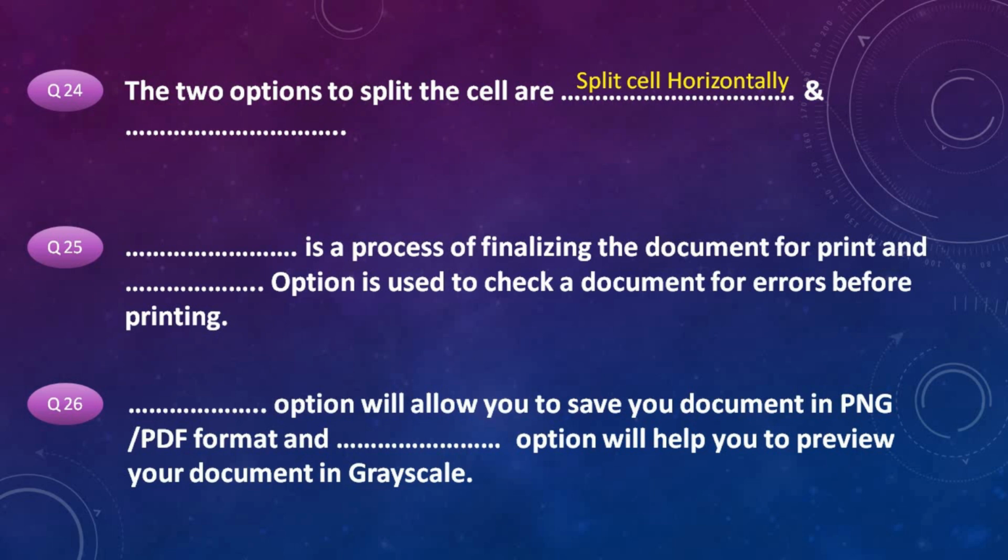The two options to split your cells are split cell horizontally and split cell vertically. Publishing is a process of finalizing the document for print, and preflight option is used to check the document for errors before printing. Export option will allow to save your document in PNG and PDF format, and proof setup option will help you to preview your document in grayscale.